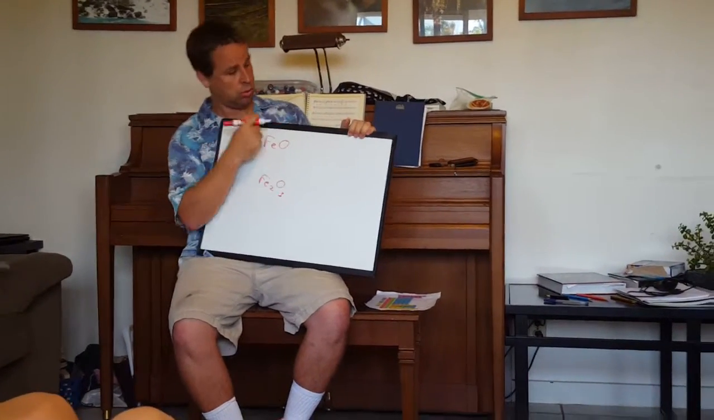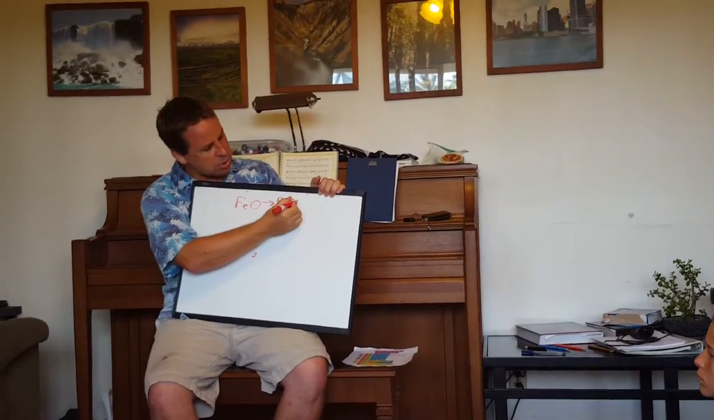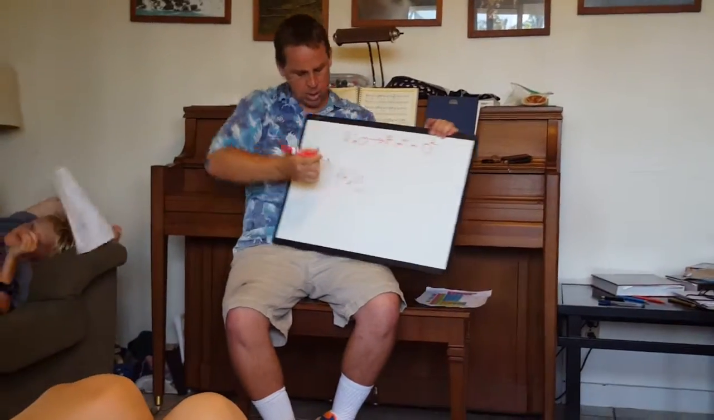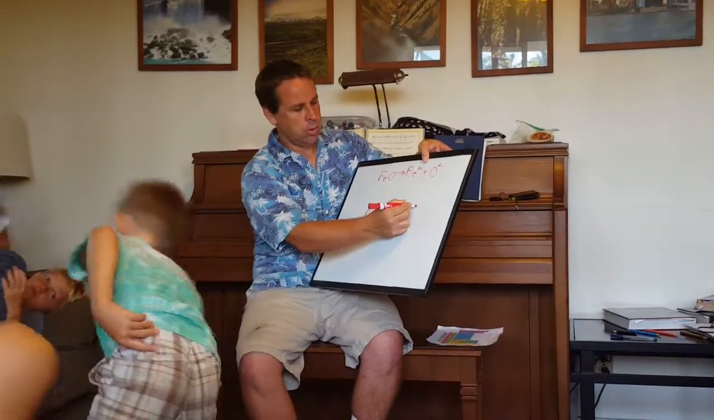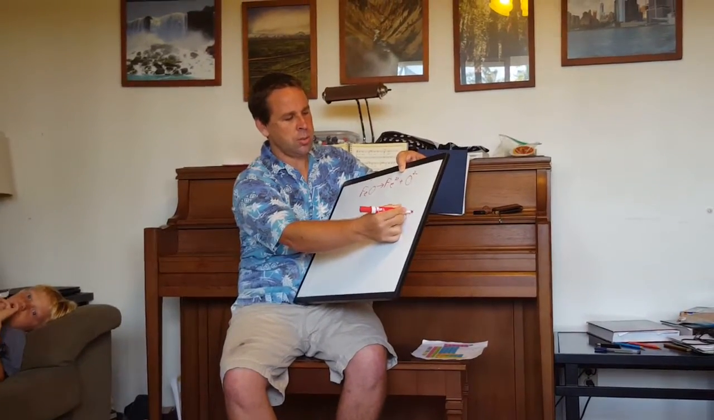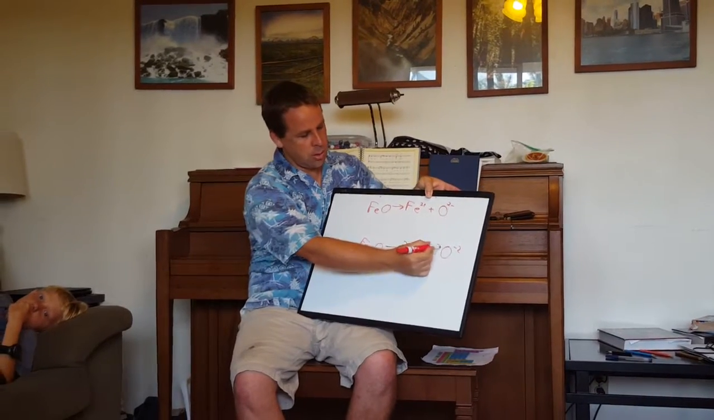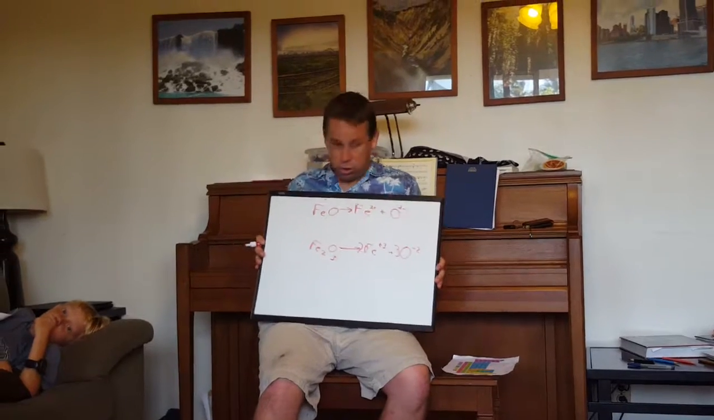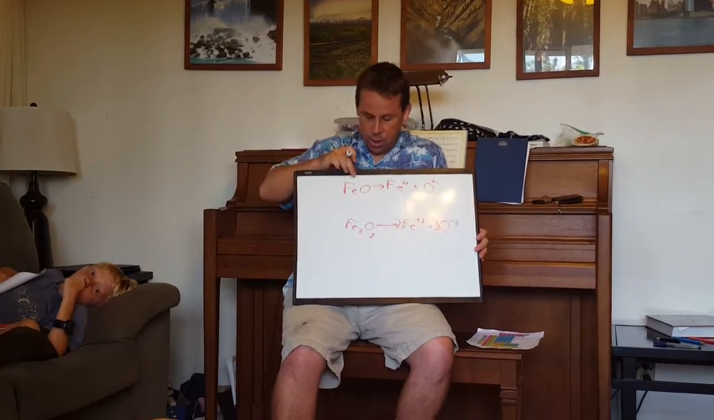Because in this compound, the iron is a +2 ion, whereas oxygen is always a -2, right? But in this compound here, iron is a +3, and oxygen is still the -2. Which is why there's 2 of those necessary and 3 of these. Does that make sense? So this is iron 2 oxide.